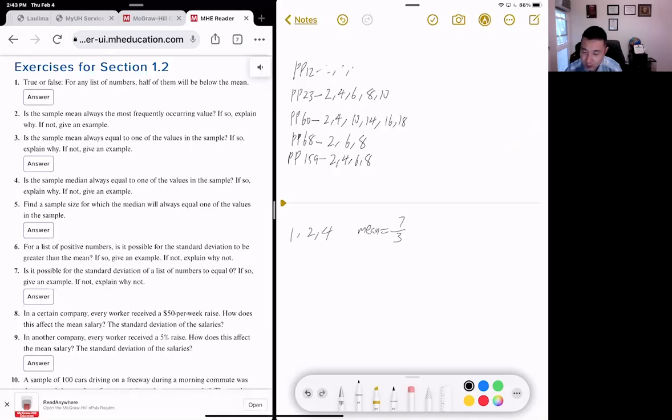So again, the most frequently occurring value is called mode. For example, if we have 1, 2, 2, 4, then the mode will be 2, which is the most frequently occurring value.